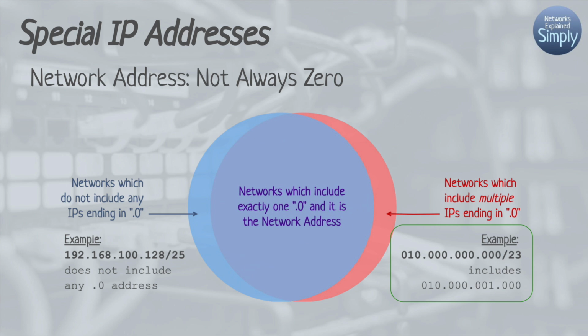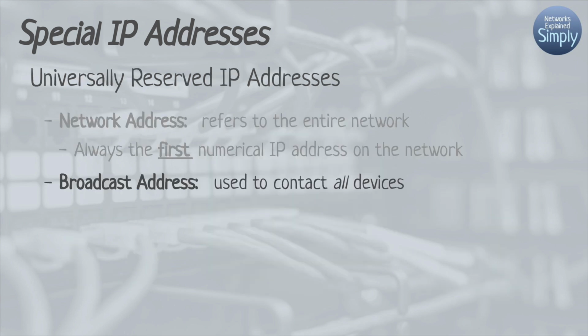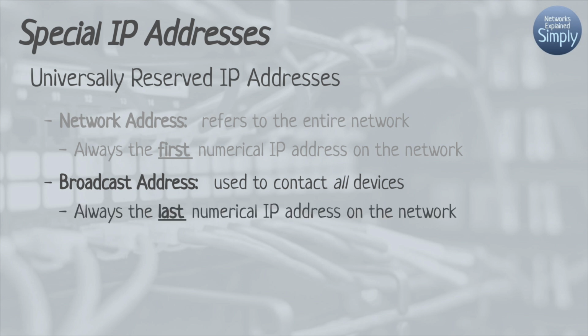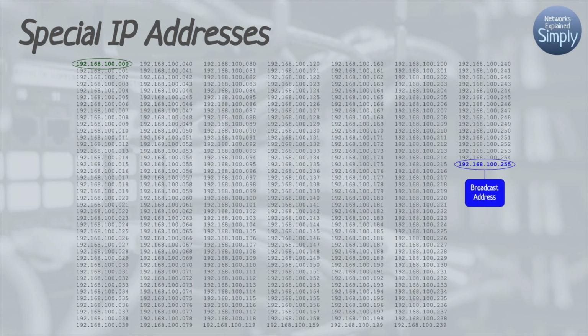Another reservation that exists on every network is for something called the broadcast address. The broadcast address provides a mechanism for sending information to every device on an entire network, which is a function that some applications depend on. Numerically, the broadcast address is always the last IP address in the network's range. In our example network, our broadcast address would be 192.168.100.255 because .255 is the last IP address in the network's range.